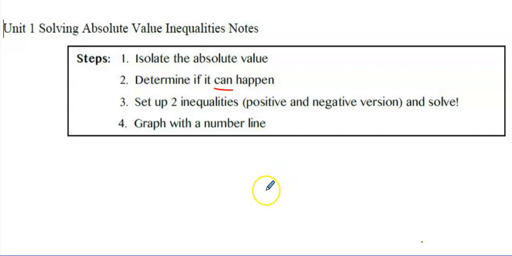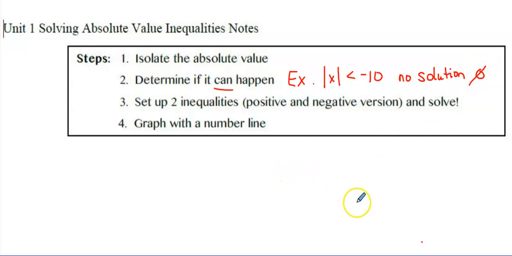So after you isolate the absolute value, determine if it can happen. For example, if it says the absolute value of x is less than negative 10, you can't have an absolute value that's less than a negative number. This cannot happen. So if it ends up after you isolate the absolute value that it's something that can't happen, your answer is no solution. You can stop right there. So you can put no solution, or you can put that symbol there.